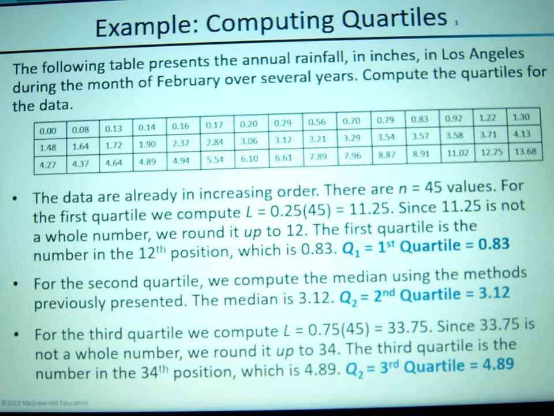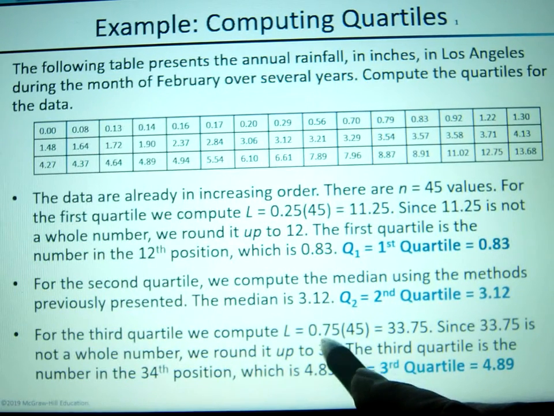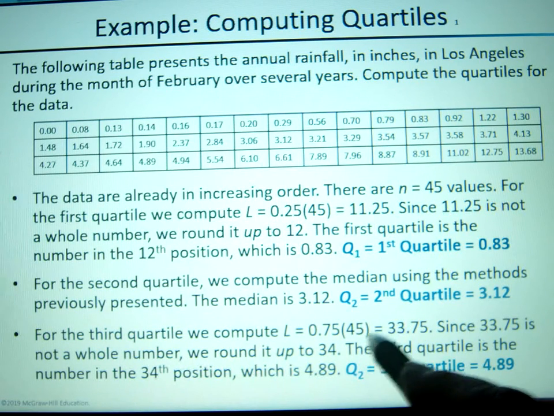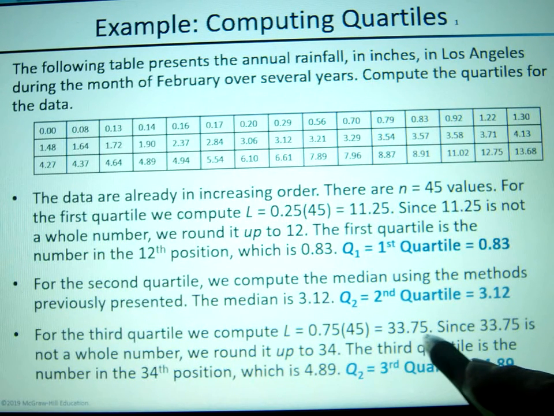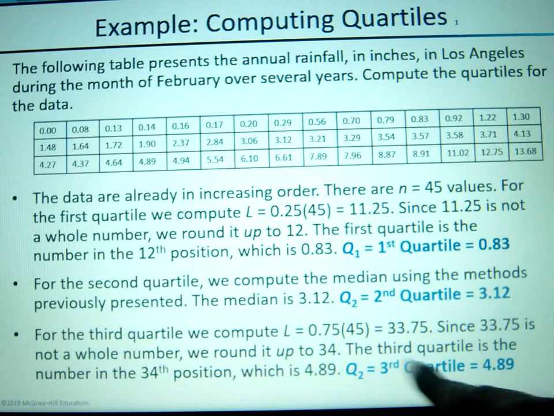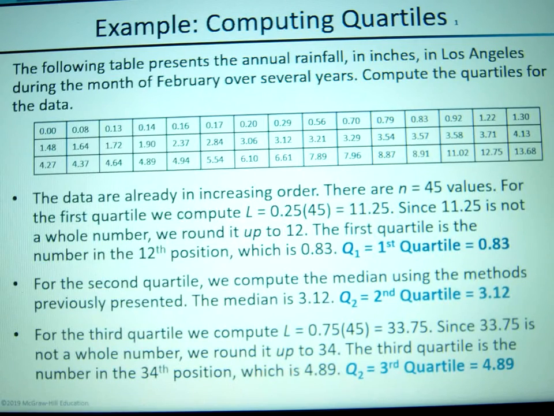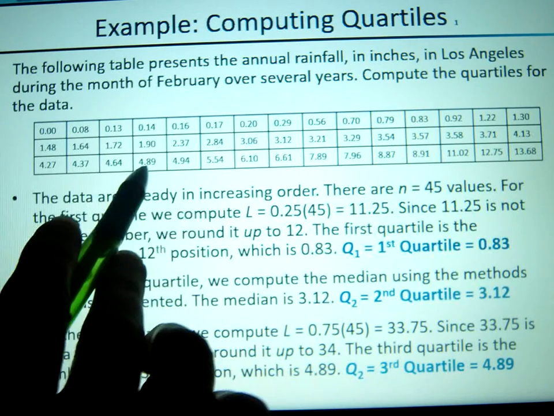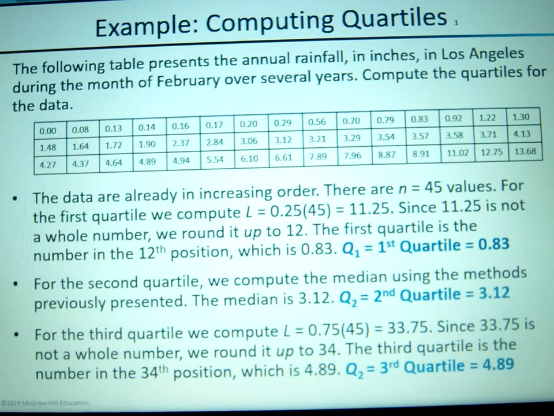For the third quartile, we'll compute it by taking 0.75 times 45, and here we get 33.75. Again, not a whole number, so we'll round it up to 34. So the third quartile is in the 34th position. If we count over to the 34th position, we will find that we have 4.89, which is the third quartile.